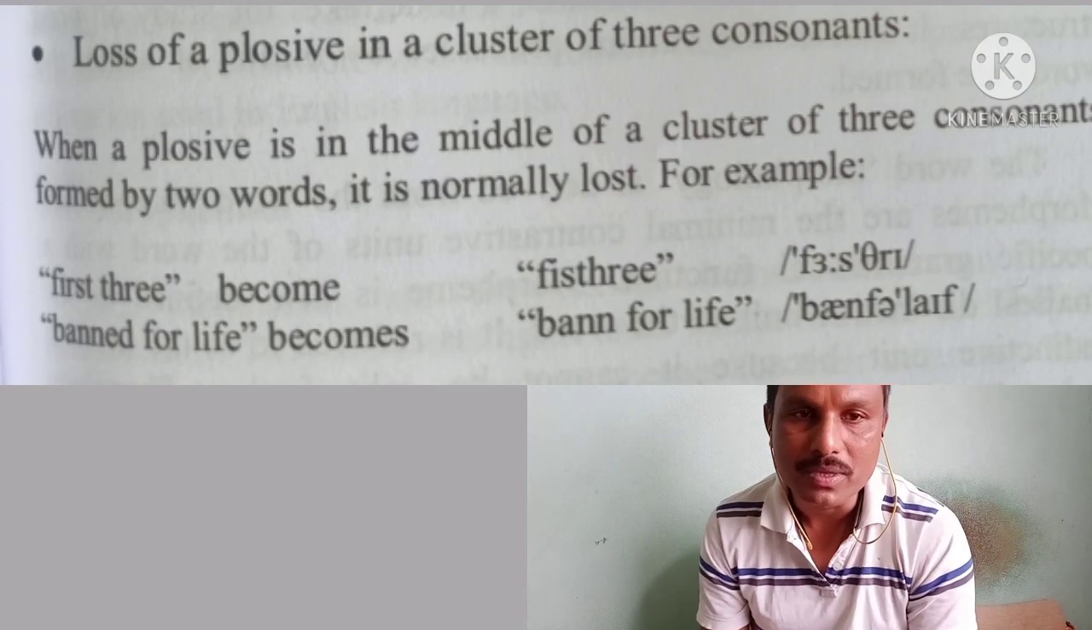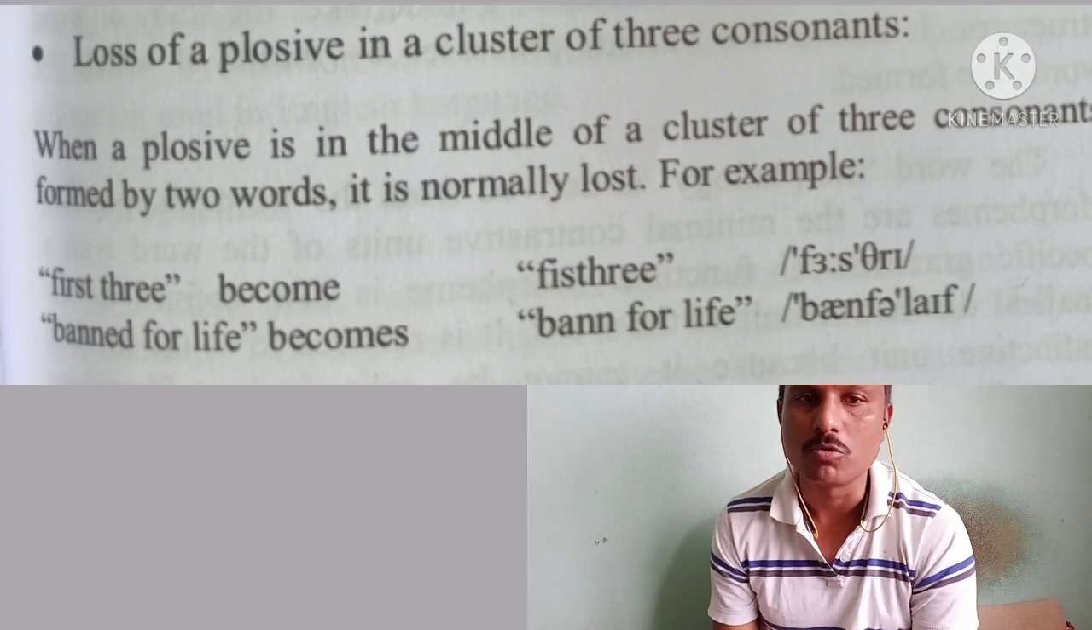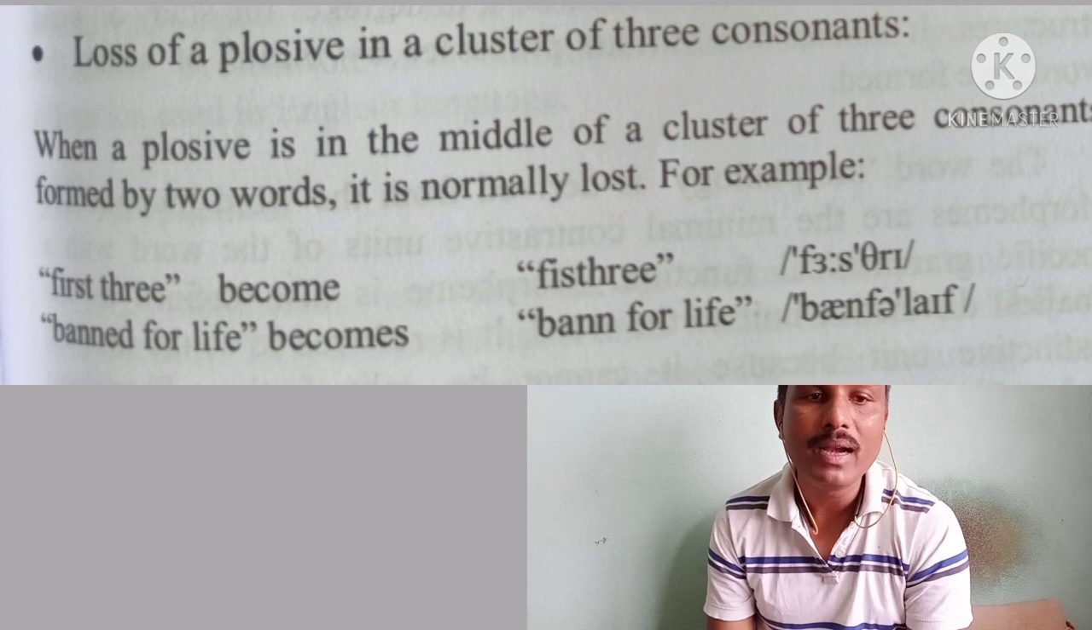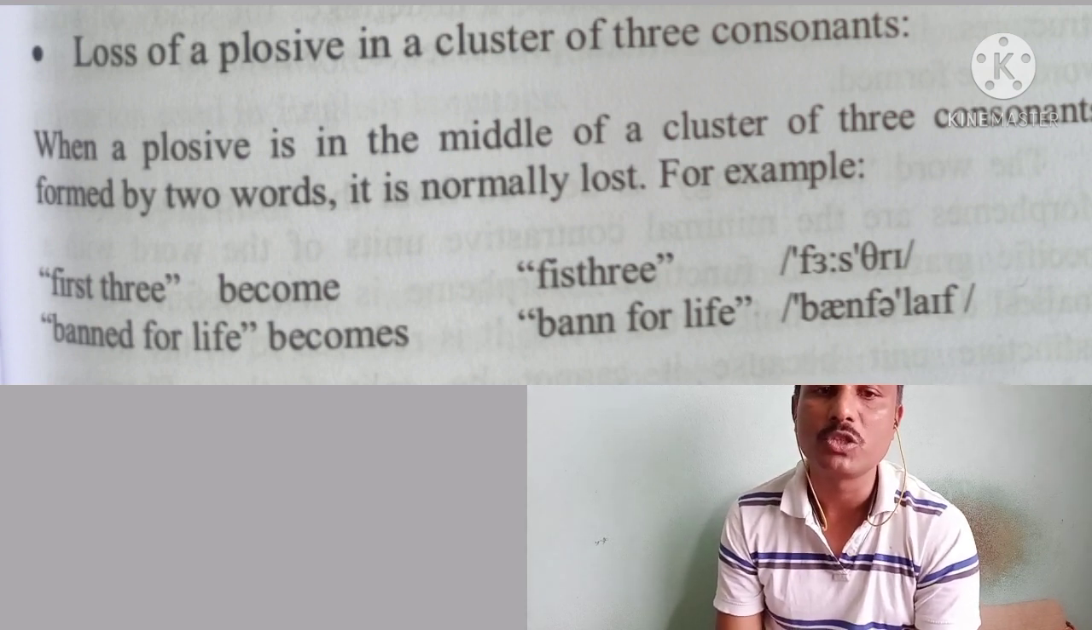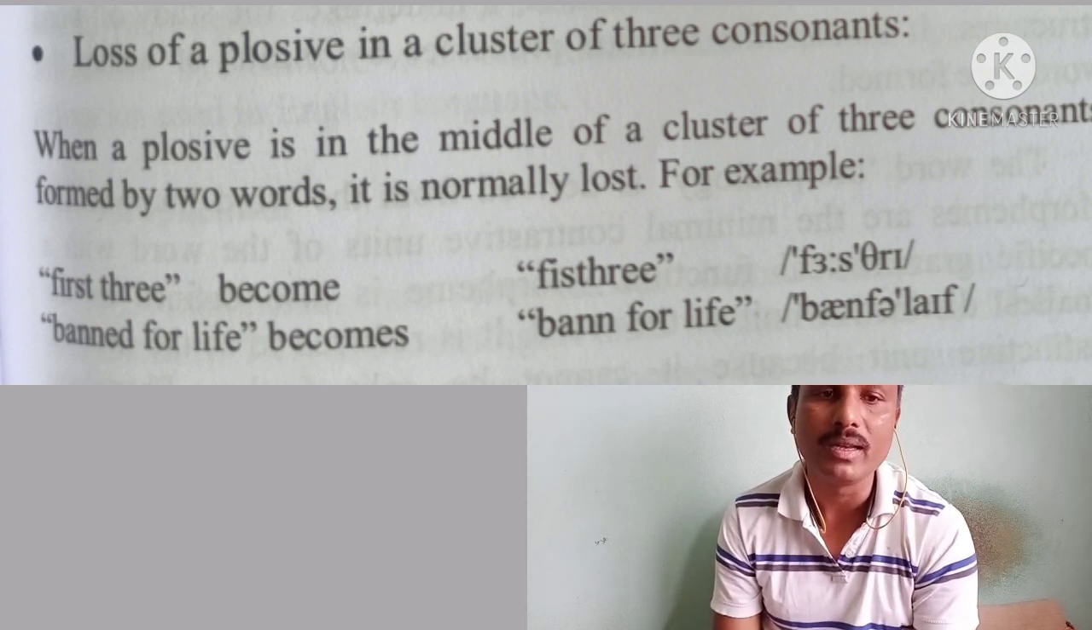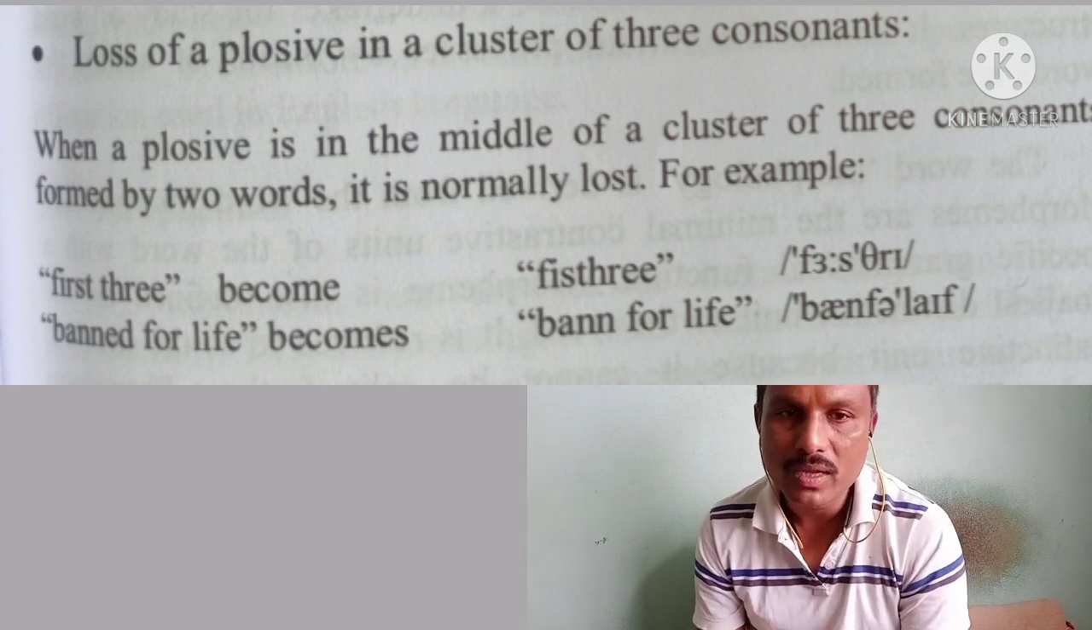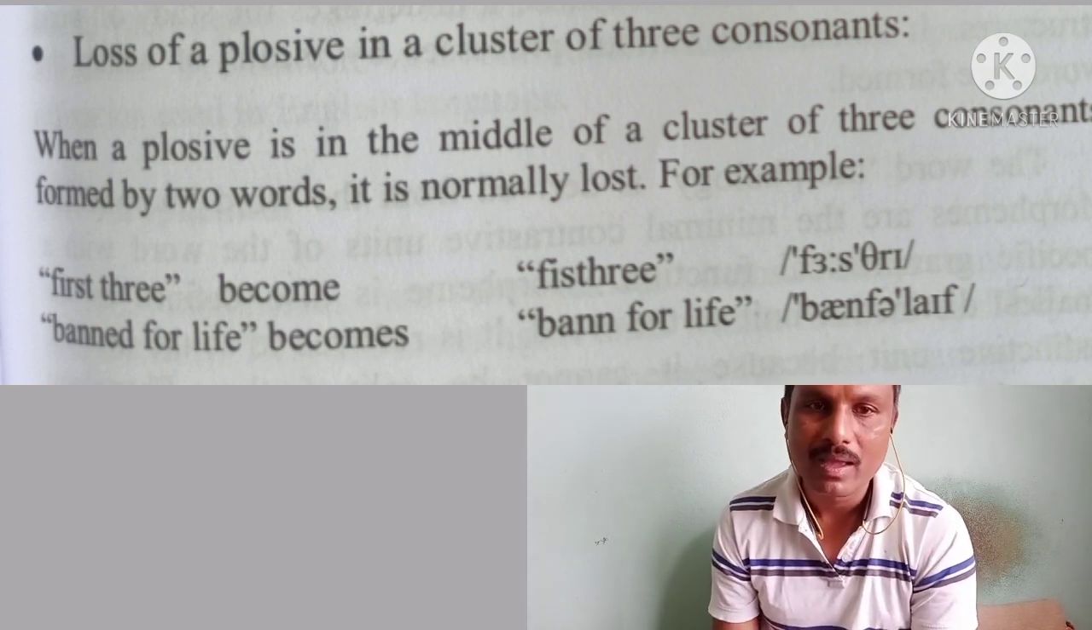Loss of plosives in a cluster of three consonants is also there. A plosive in the middle of a cluster of three consonants formed by two words is normally lost. For example, first three becomes first three, and band for life becomes band for life.